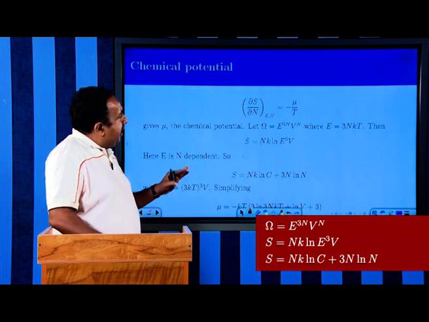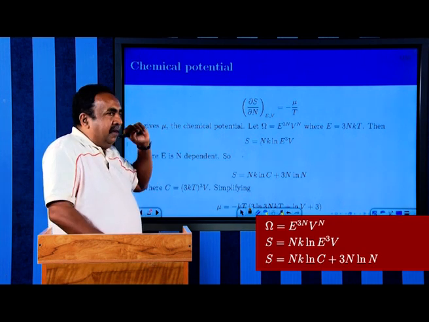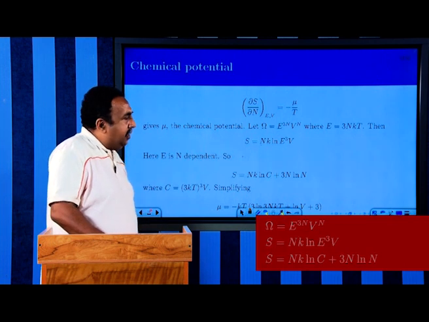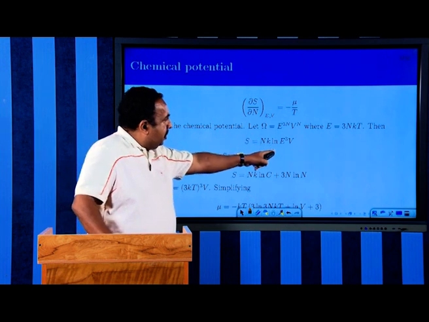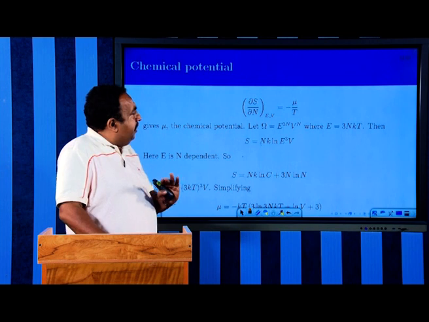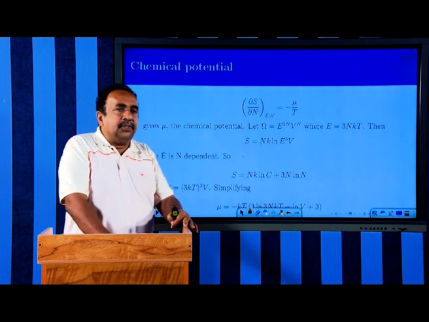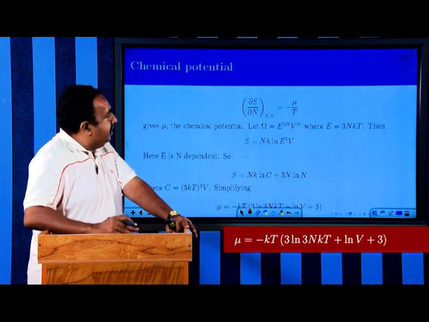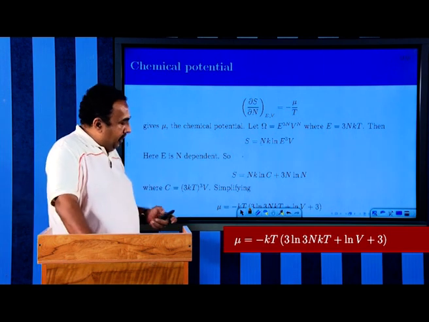And in that case I am interested in finding out dou S by dou N only. Therefore, whatever that N dependence is, that I have to take. Putting that E in this equation and taking out the N dependence only, removing all other dependence, I can write my equation as S is equal to Nk log C plus 3N log N. Now, after simplifying, I can get the chemical potential.